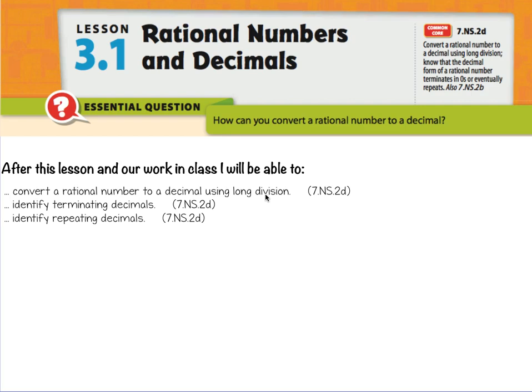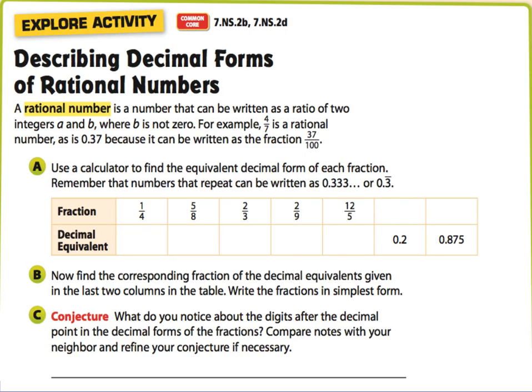All right? So to start off, we're going to look at describing decimal forms of rational numbers. Again, those rational numbers, we need to make sure we know what those are. They could go on forever. If they do, they repeat. If they go on forever and don't repeat, they're not rational. And if they terminate, they're rational.